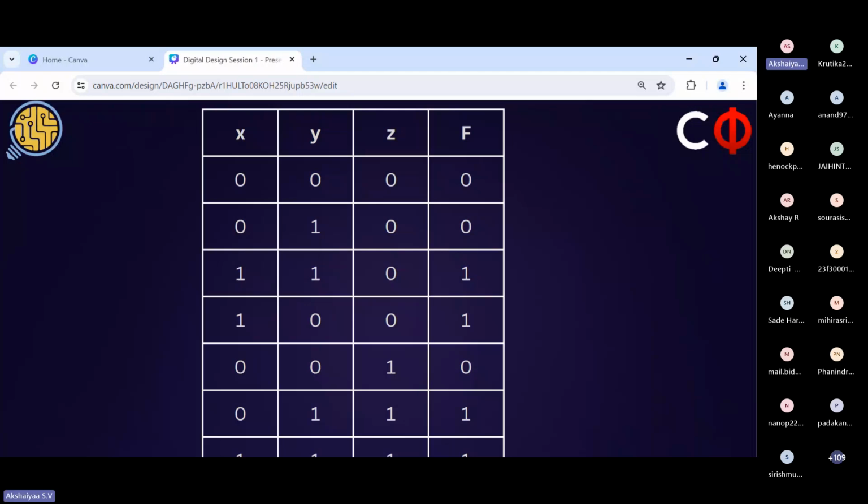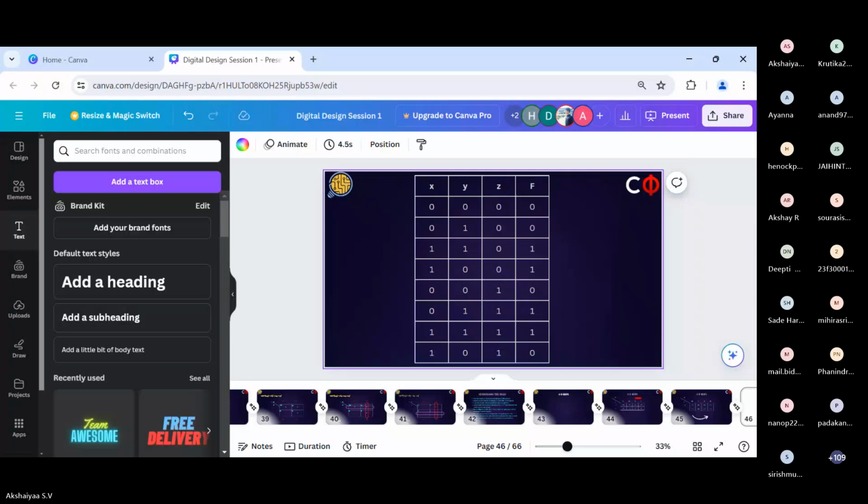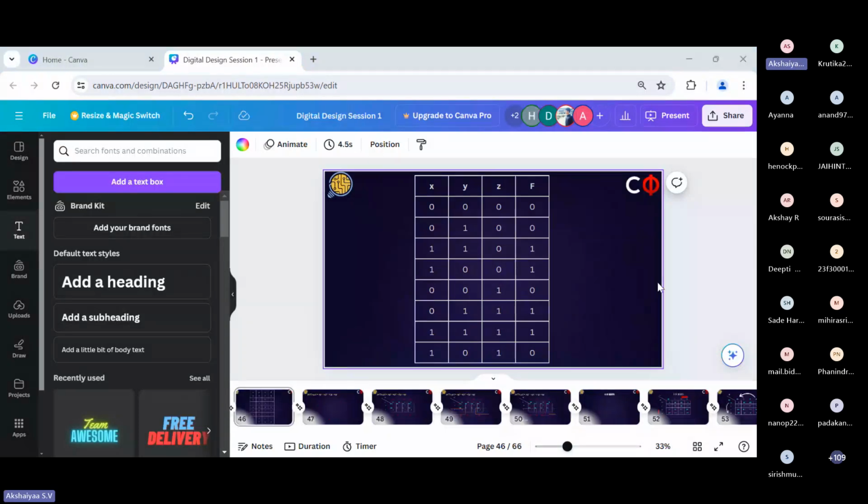And what do you think this function is going to be? I always want it in min terms form. So this is the first term I'll tell you guys. It's going to be x, y, z prime. So think about what the next is going to be.